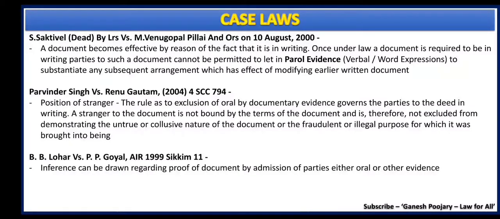The last case law is B.B. Lohar versus P.P. Goyal, where it was held that inference can be drawn regarding proof of document by admission of parties, either oral or other evidence. Here the admission of parties is very important, and mostly if it is related to usage or custom or language etc., the inference of the parties can be taken as an admission, which is what was held in this particular case law.